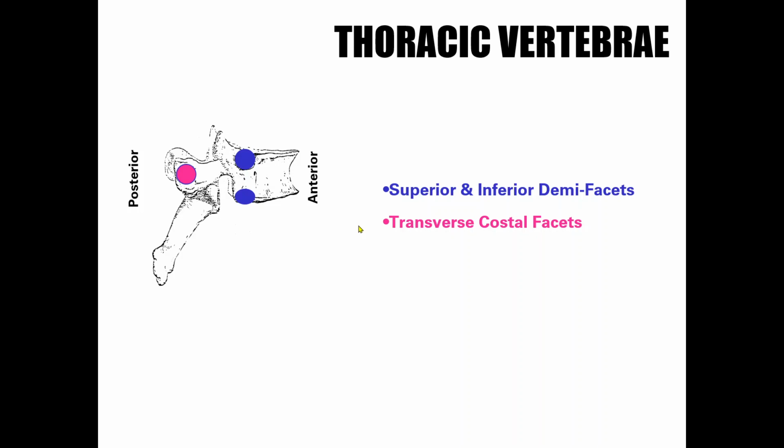You have transverse costal facets. Again, the ribs are curved, so the head of the rib starts in the vertebral body, and then it curves around and hits the transverse process. And you can see this best on a full skeleton. We also have a spinous process that's long and kind of angled inferiorly.